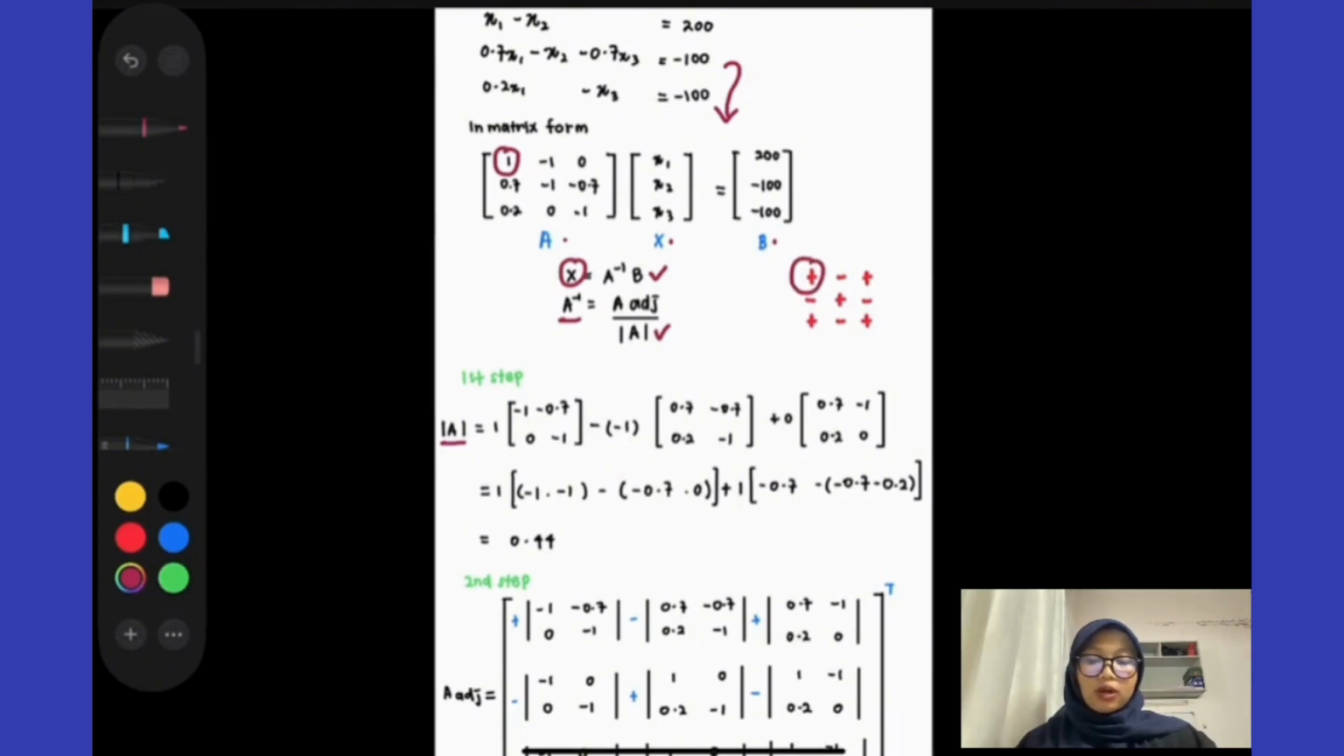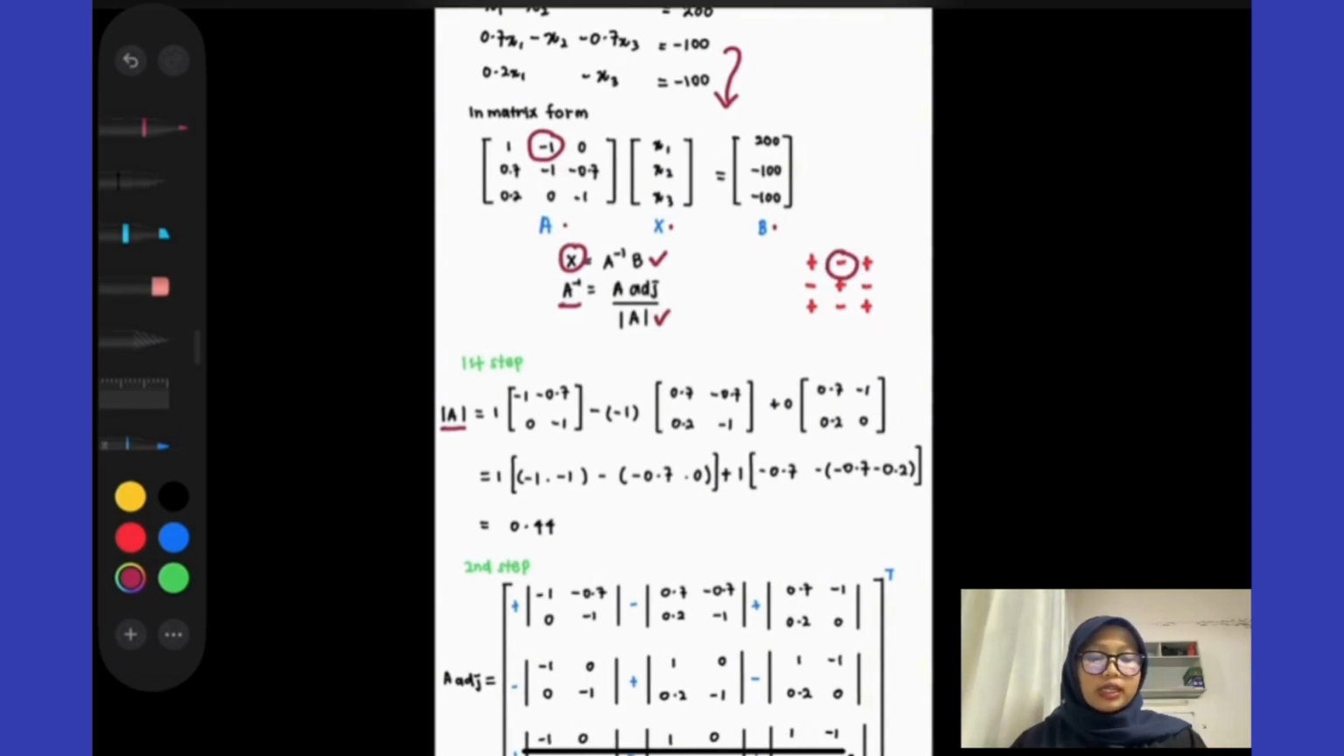Since 1 is in the first column and first row, we need to cover the first column and first row, and then copy the numbers that are not covered. Next, the second element is negative 1. The corresponding sign is negative. So we will put negative first times negative 1. Since negative 1 is in the first column and second row, we will cover the first column and second row, and then copy the numbers that are not covered. Same as the next element, which is 0. And you will get it like this.